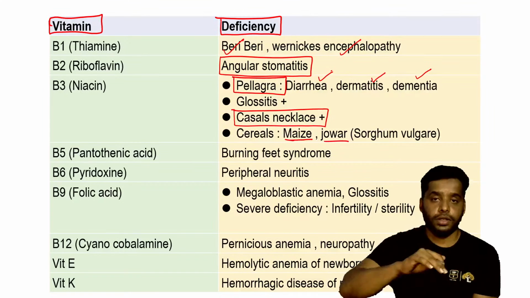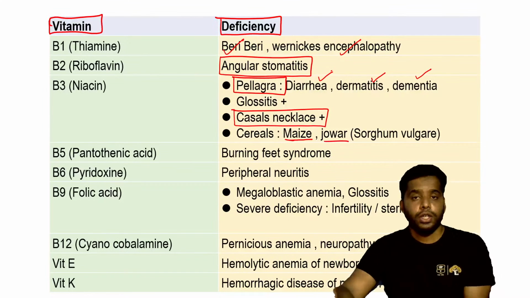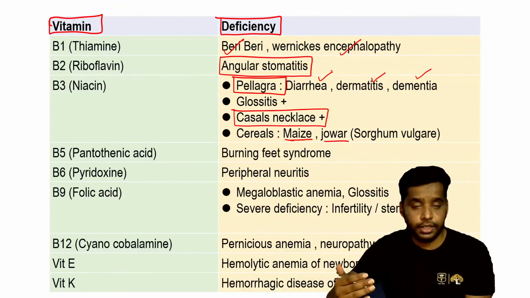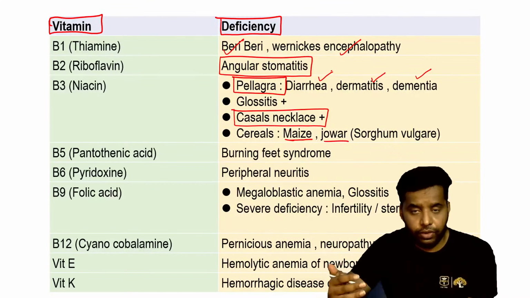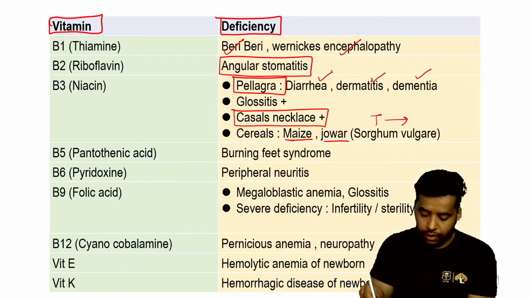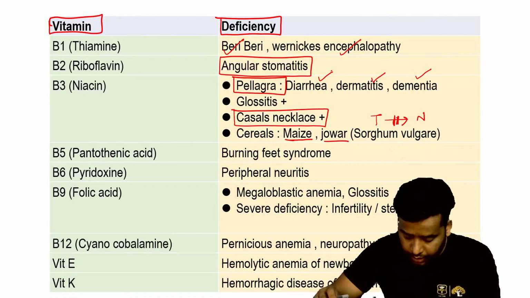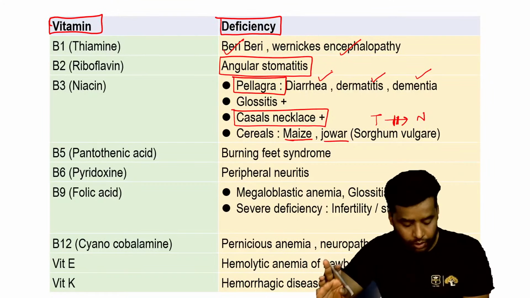Maize, because there is lack of tryptophan. Jowar, there is pellagra because it is rich in leucine. Excess of leucine will block the conversion from tryptophan to niacin. That is the reason why there is pellagra in consumption of jowar.